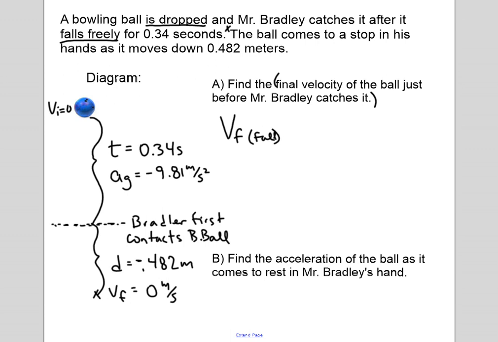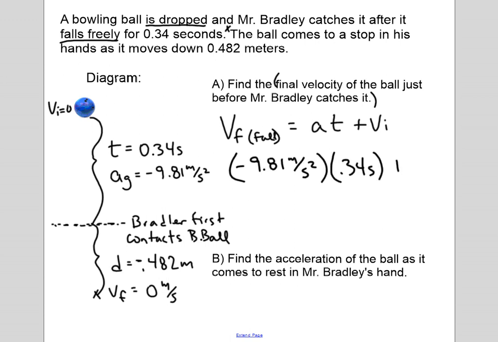Nothing wrong with using some extra subscripts to keep track of which interval you're talking about. Vf is a times t plus Vi. So negative 9.81 meters per second squared times 0.34 seconds plus 0. Of course, when we calculate that, we're going to get negative 3.33 meters per second. For sig fig purposes, we'd call that negative 3.3 meters per second.